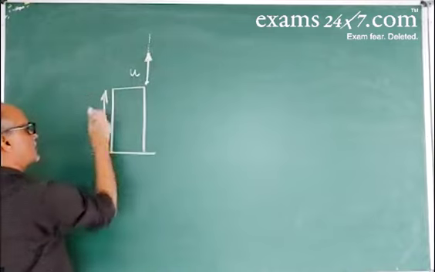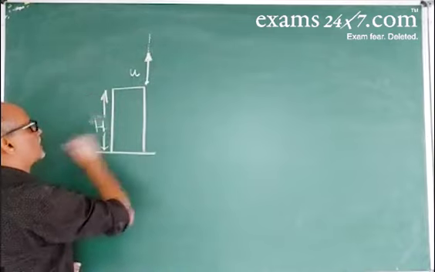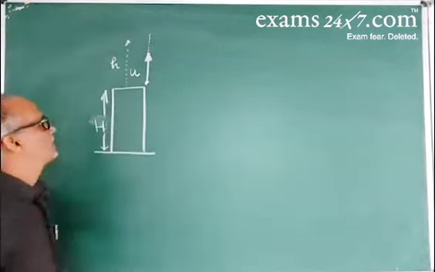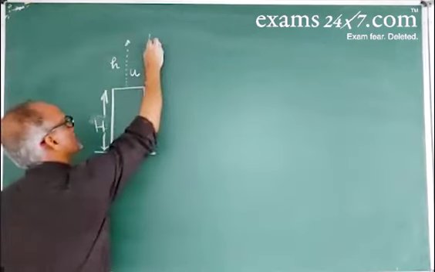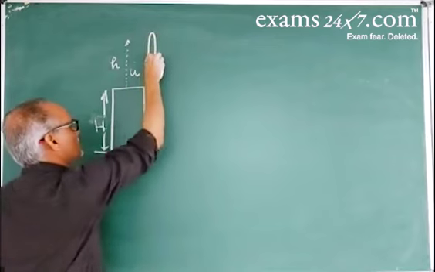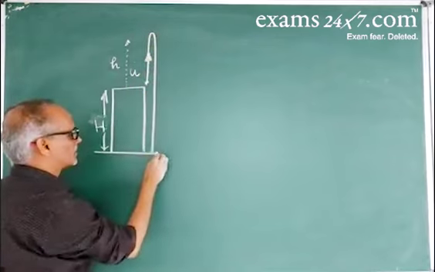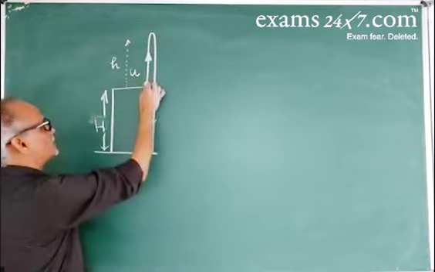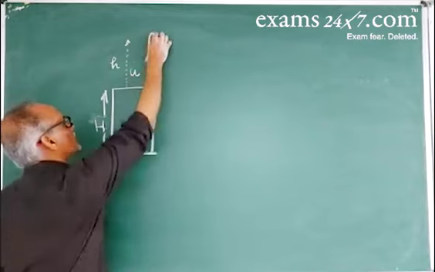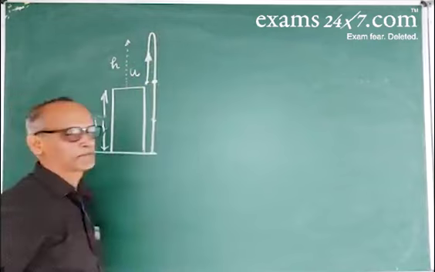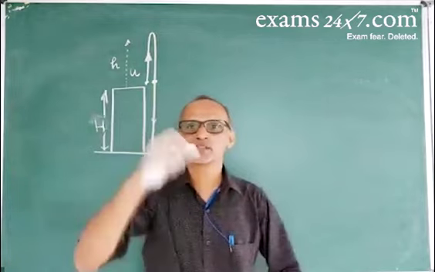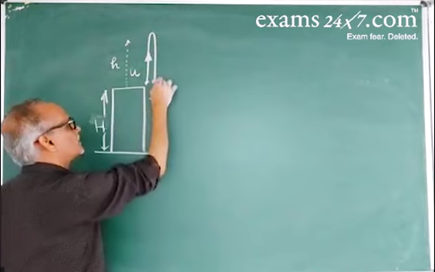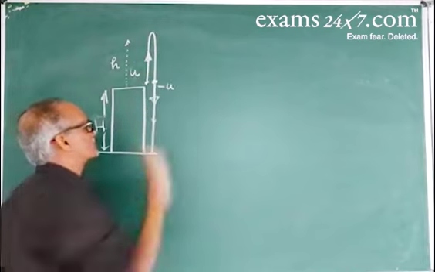So let this capital H be the height of the tower, and small h be the height above the tower. So it reaches a certain maximum height, and then as it falls, I'm going to assume that it reaches the ground. When it's thrown upward with a velocity u, it comes back to the same point of projection with the same velocity but in the opposite direction. So that's why this velocity at this instant is taken as minus u.